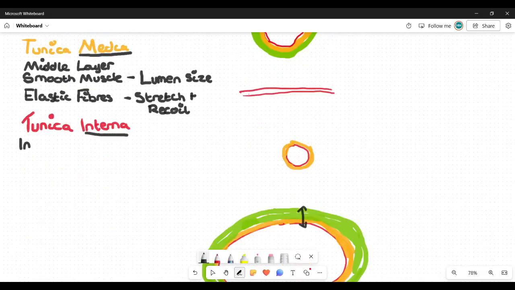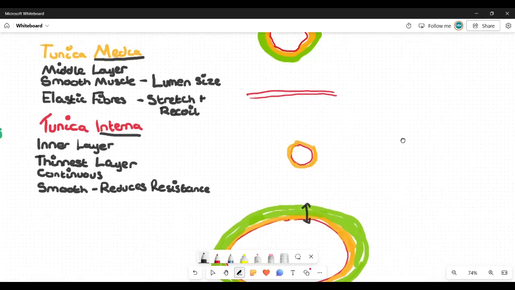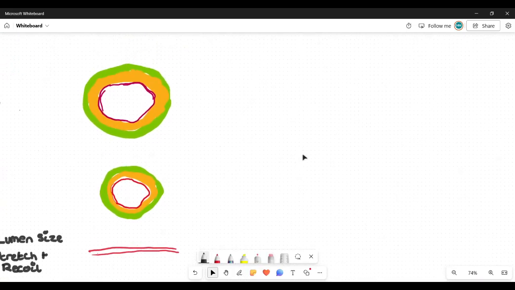The Tunica Interna is the internal layer of the blood vessels. It is extremely thin and is one continuous layer throughout all blood vessels, known as the endothelium. So the same layer that lines the inside of the heart runs through all the arteries, veins, and capillaries in one long sheet. This layer is smooth, reducing friction and resistance from blood being in contact with the blood vessel walls.